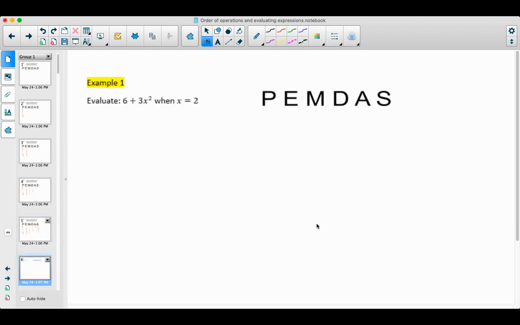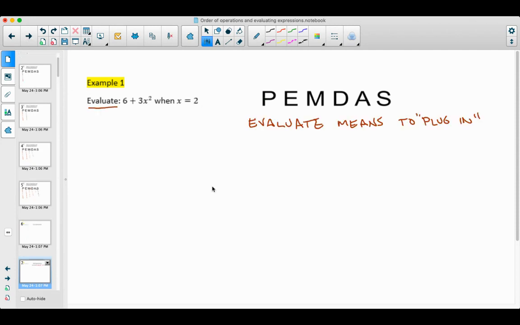Our first example here says evaluate 6 plus 3x squared when x equals 2. Now the first thing, when it gives us x equals 2, evaluate means to plug in. So we're going to take that 2 and plug it in for x, just like this. So I take the x out and I plug in a 2. Now every single time I take a variable out and plug in a number, I'm going to use parentheses, and it's important that you do the same thing. Okay, so I put parentheses 2.